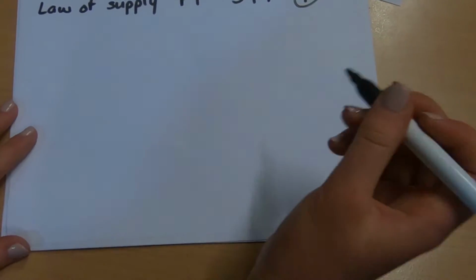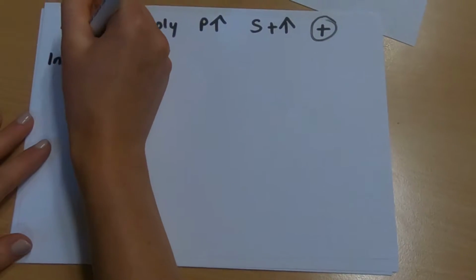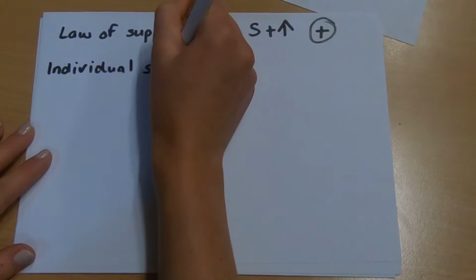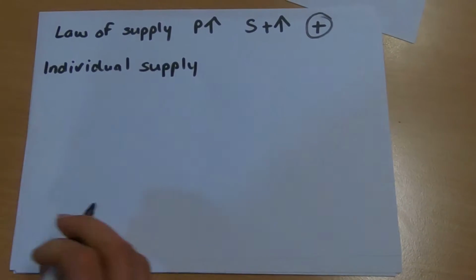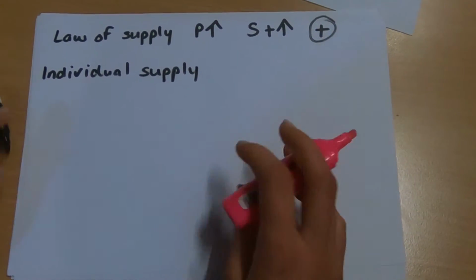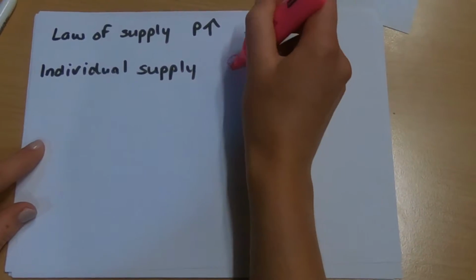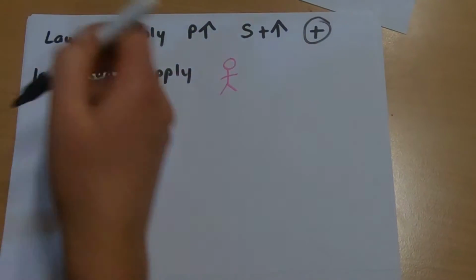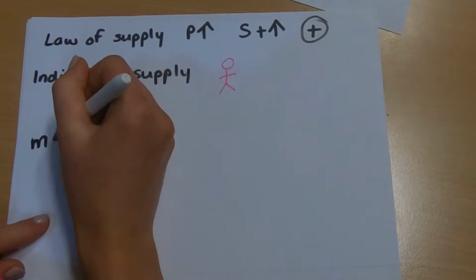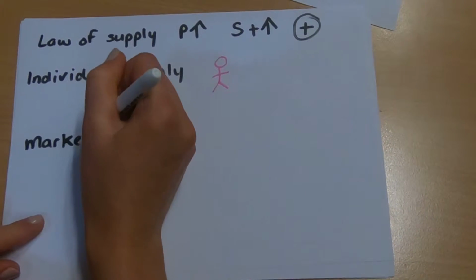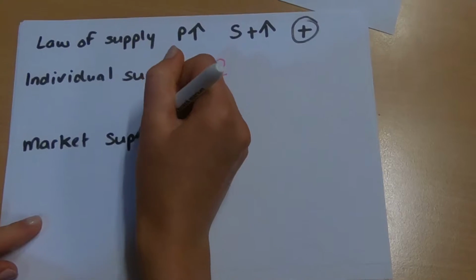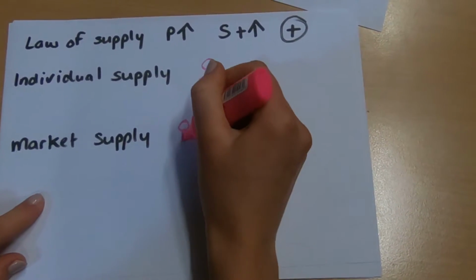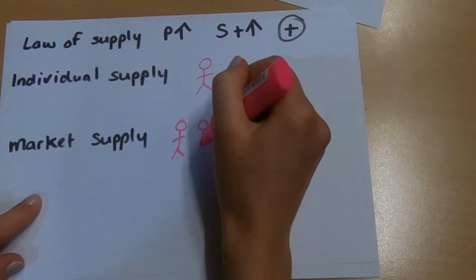Now let's talk about individual supply. Individual supply is the quantity of a good supplied by one individual firm in a market. However, market supply is the quantity of a good supplied by all the different firms in a market.